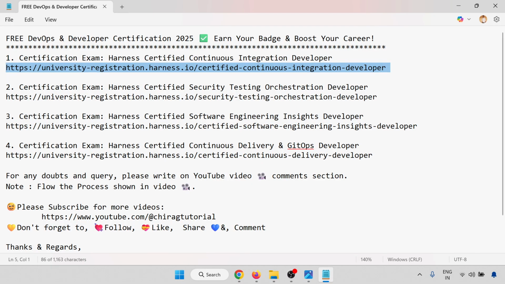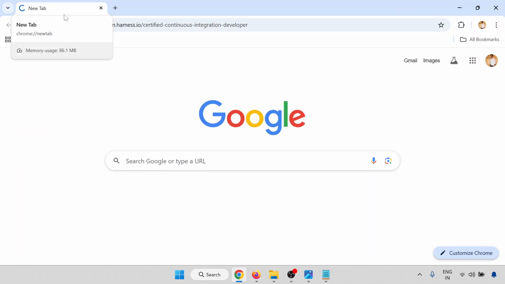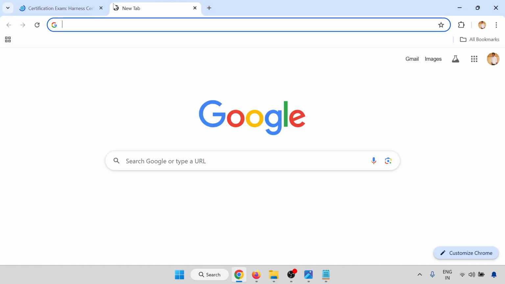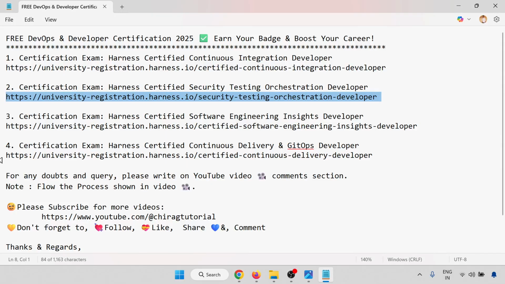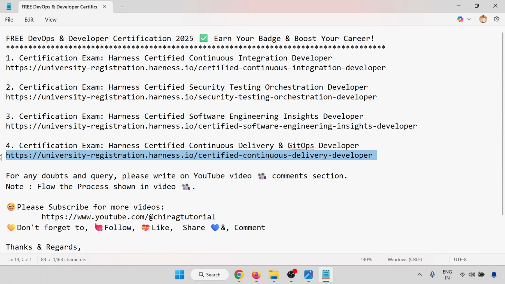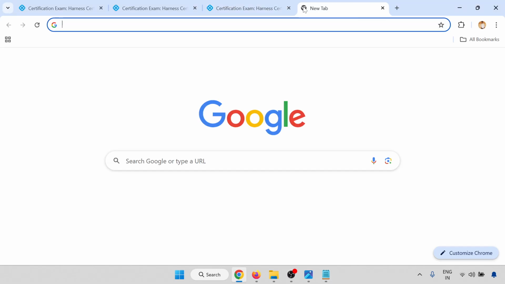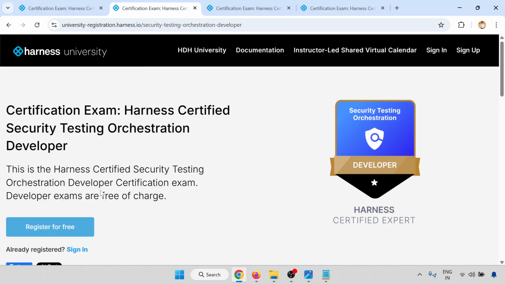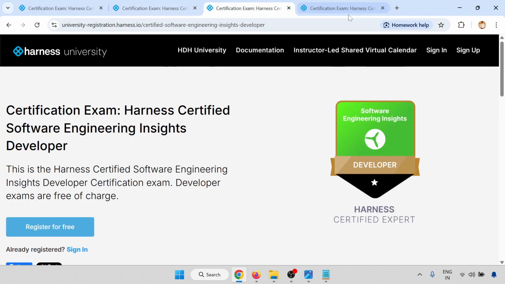So let me open the URLs one by one. So all four are there. This is the Harness Certified Continuous Integration Developer certification exam. Developer exams are free of charge, so register for free. Similarly, you will get all the pages for all the certifications.